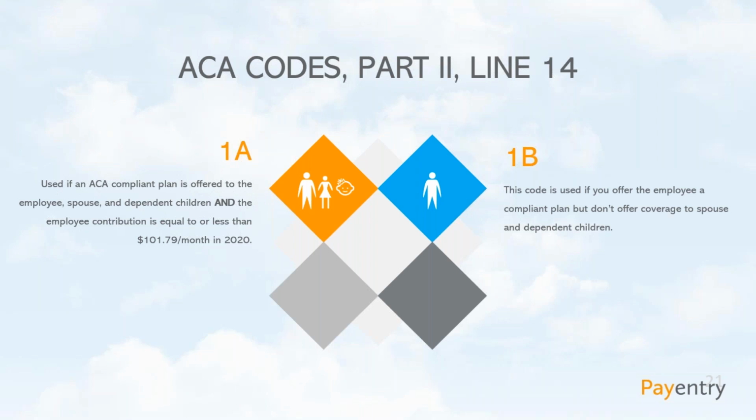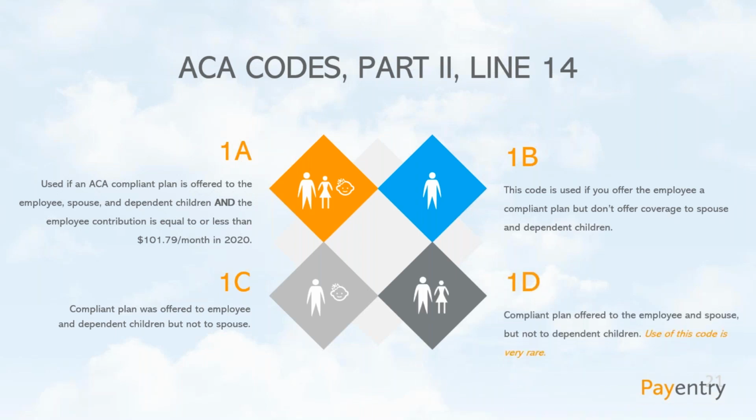1B is used if you offer the employee a compliant plan, but you don't offer it to the spouse and dependent children. 1C is used if you offered it to the employee and dependent children, but not to the spouse, and that happens. 1D is a compliant plan that's offered to the employee and spouse, but not to dependent children. This would be very rare because the law requires that you offer the plan to the employee and dependent children.